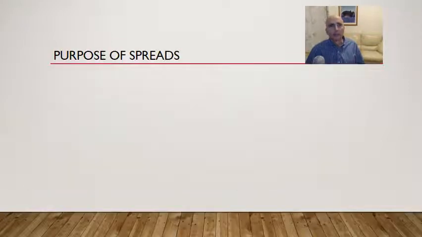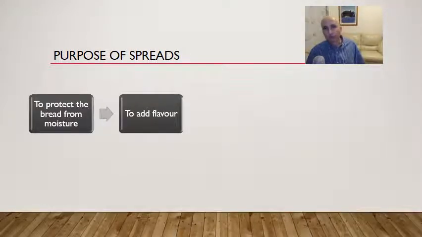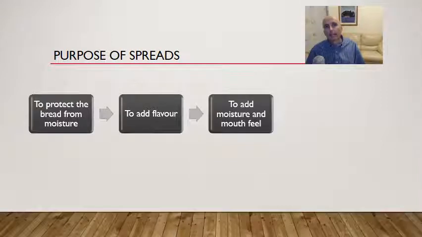Before we explore the different types of spread, let's actually look at why we put spread on, because it's a form of fat. First of all, is to protect the bread from the moisture, and it might be seepage from tomatoes or something else coming out. To add a little bit of flavor, I prefer butter, some people prefer margarine, and also it adds a little bit of moisture to your sandwich and it just feels nicer in your mouth.